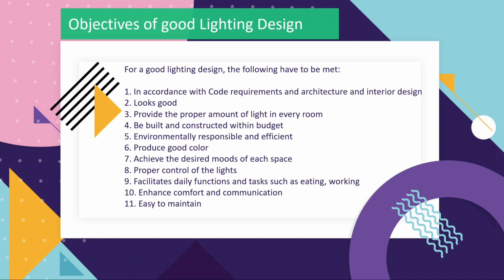Seventh, it needs to achieve the desired moods of each space. To achieve the desired moods in each space, focus on layered lighting techniques, appropriate color temperatures, and adjustable lighting options. By thoughtfully planning lighting design, you can enhance the functionality and emotional impact of each area, creating environments that feel comfortable, energizing, and calming as needed.